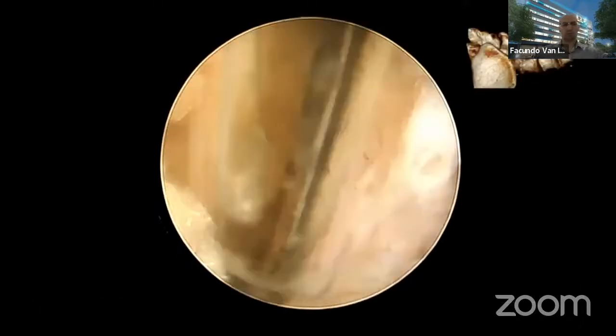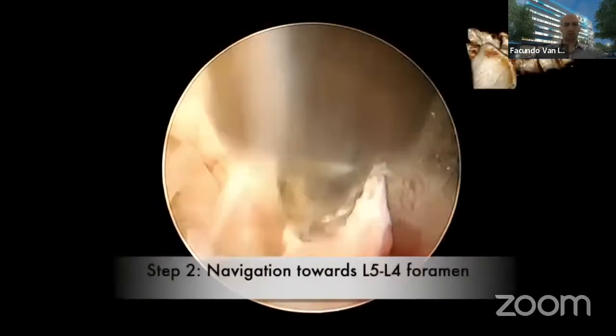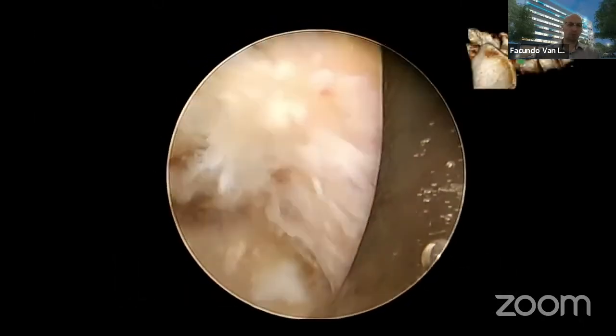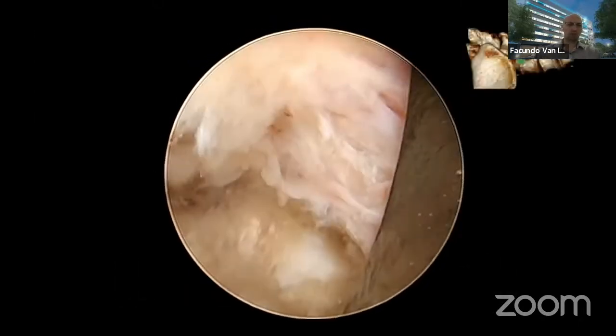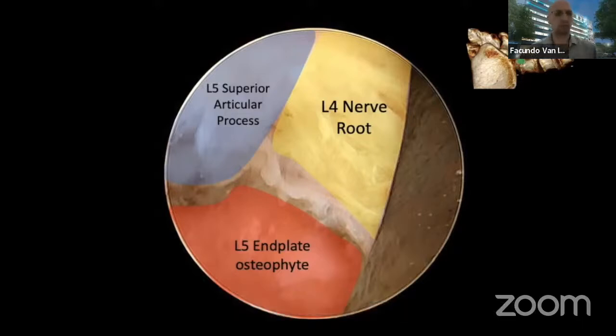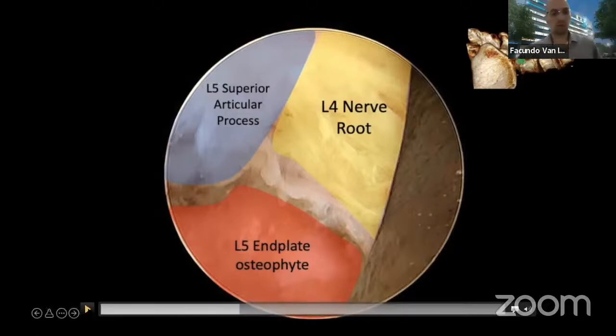So here's the first view. You had the SAP. We are going to navigate to the foramen. And I think this is a nice view. You have like the L5 SAP here, the nerve root in close proximity with the L5 osteophyte going from the end plate that we are aiming to remove.